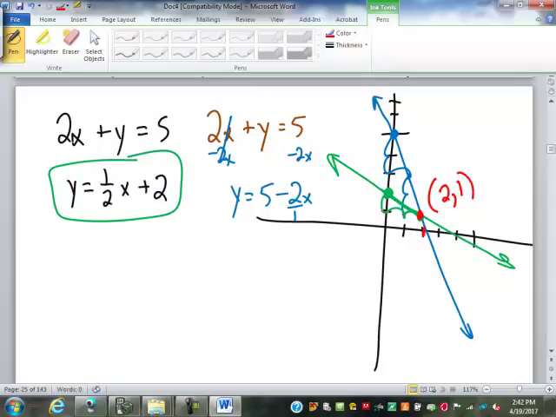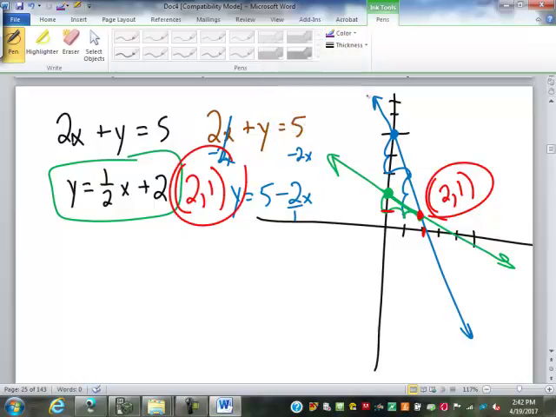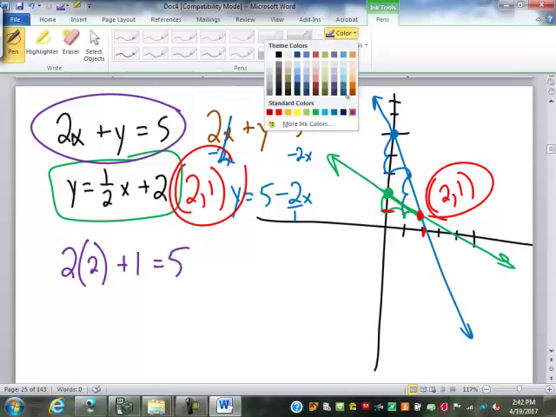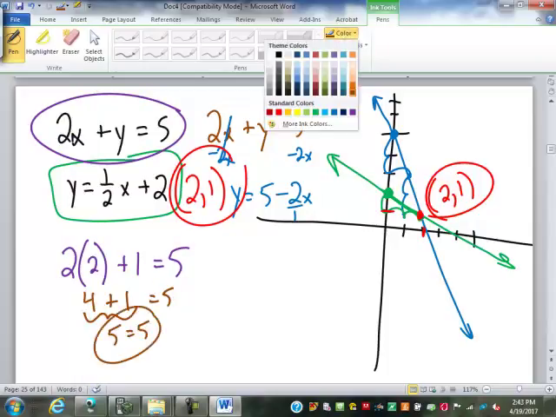X equals 2 and y equals 1. So 2, 1. We can always double check to make sure it's a solution. So I'm going to put 2 in for x and 1 in for y. So in the top equation, 2 times 2 plus 1. Well, 2 times 2 is 4. And 4 plus 1 is 5. So 5 equals 5. So the top equation works.